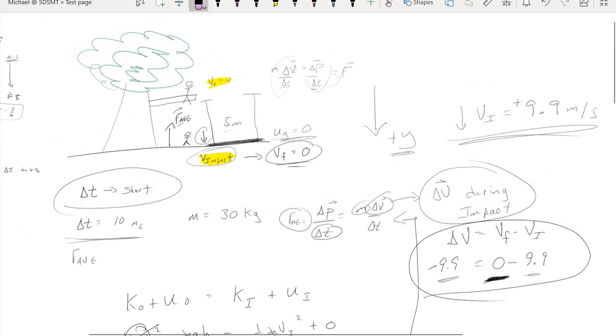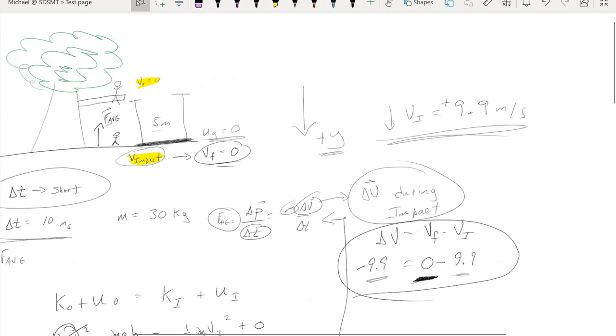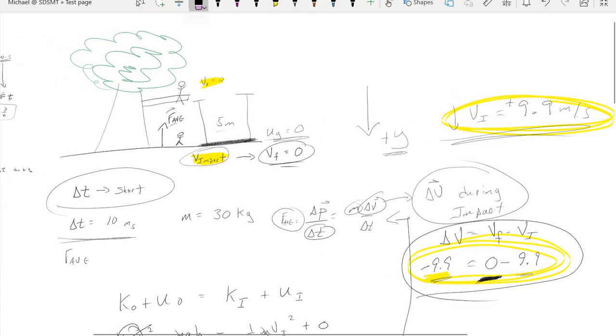So this kid goes back to the tree after recovering, and they decide, all right, we're going to try this again. We're going to jump out of the tree. And when we jump out of the tree, we get the same impact velocity of 9.9 meters per second. We have the same change in velocity. We have to go from 9.9 to 0. So that's a negative 9.9 meters per second for a change in velocity. But now, instead of locking our knees, we're going to fold our knees.